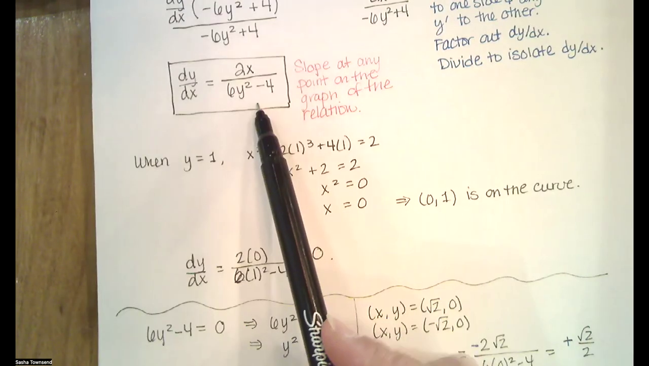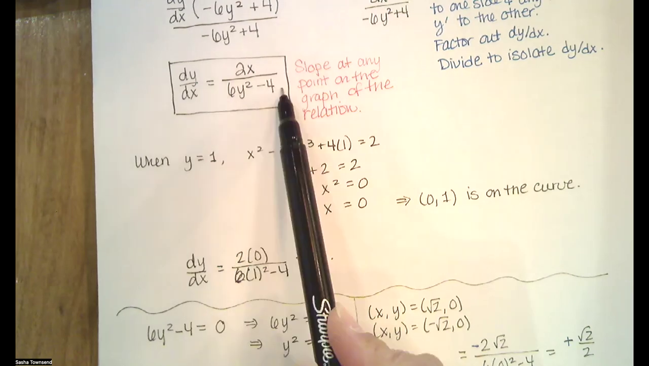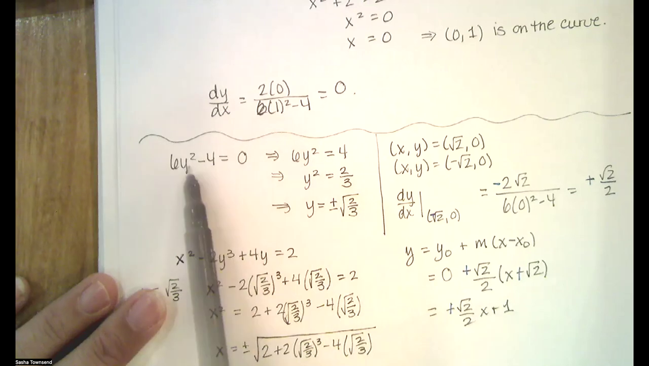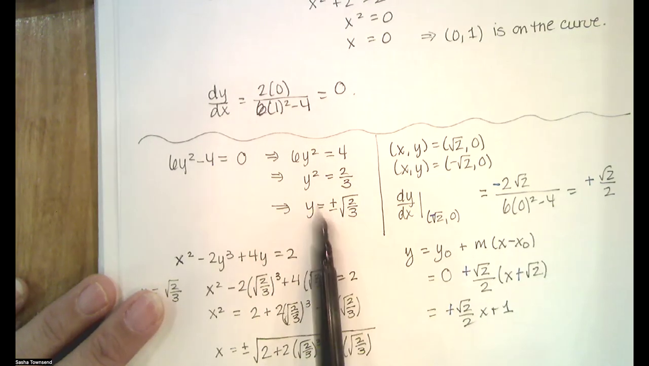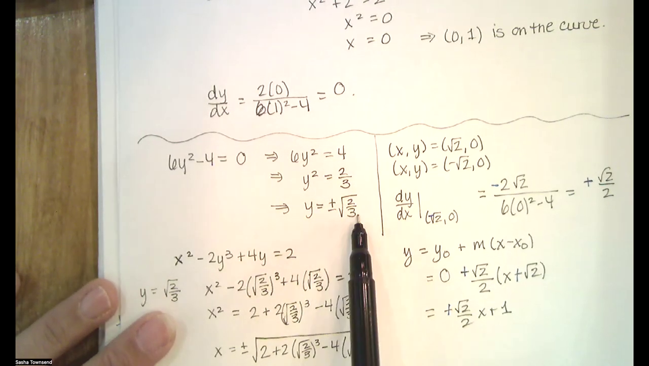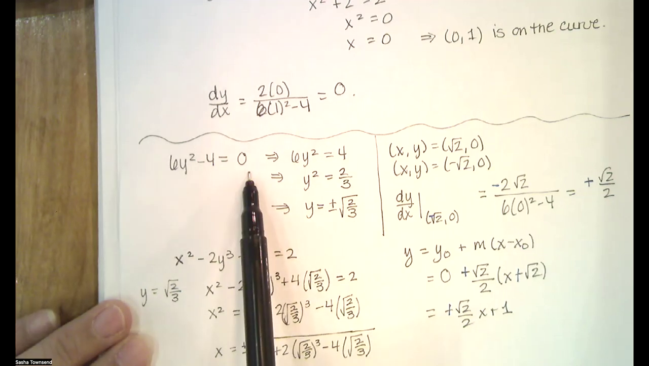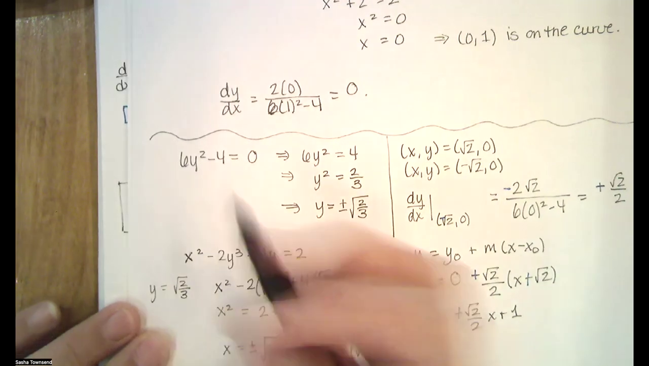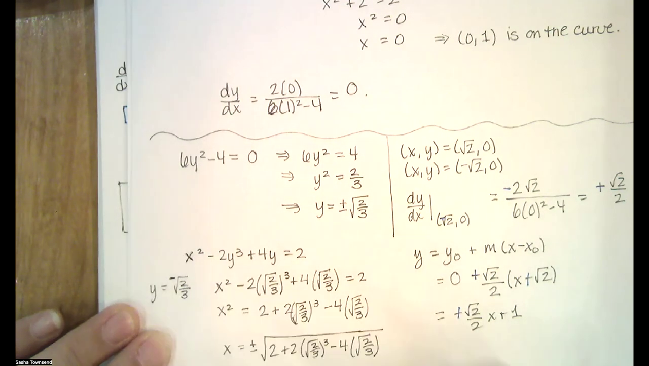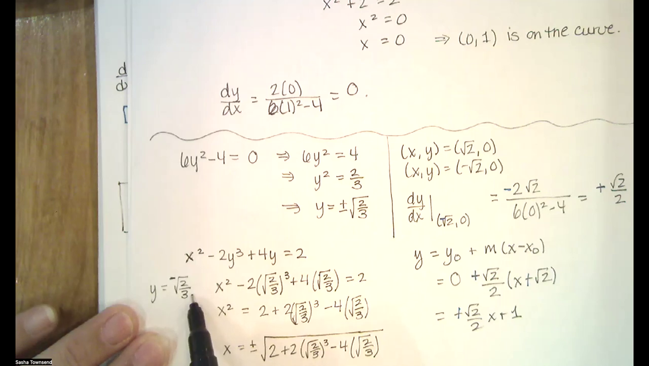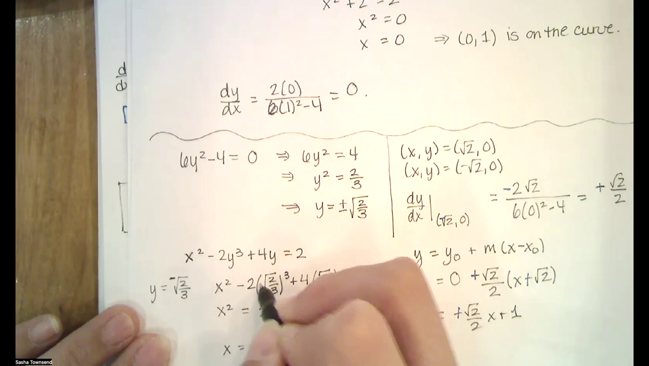So here's my equation for the slope. I set the denominator equal to 0. And I add 4 to both sides, divide by 6, take the square root of both sides, and I get actually 2 y values where that denominator is 0. At the negative y value, we know that we have those vertical tangent lines, at least from our graph. So we'll substitute those negative y values here.